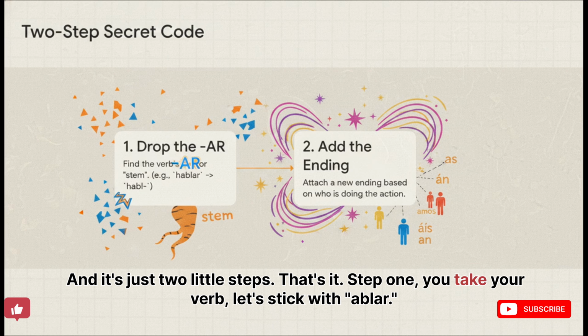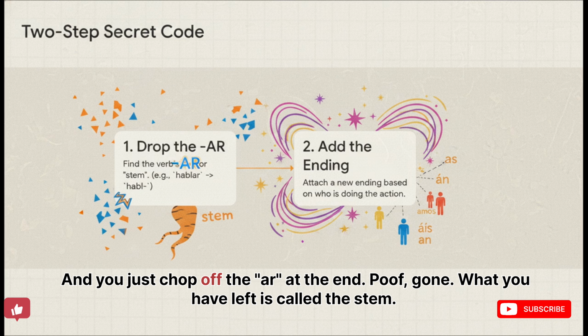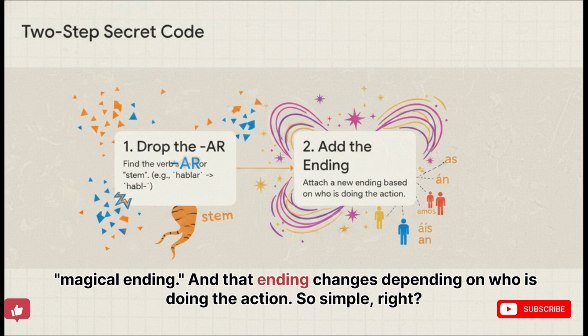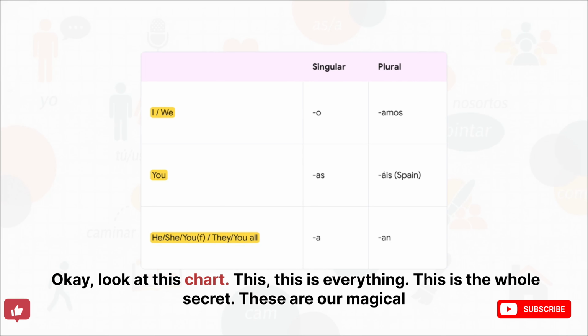Step 1, you take your verb, let's stick with hablar, and you just chop off the AR at the end. Poof, gone. What you have left is called the stem, in this case, habl. Got it? Good. Step 2, you just stick on what I like to call a magical ending. And that ending changes depending on who is doing the action. So simple, right? Okay, look at this chart. This is everything. This is the whole secret.